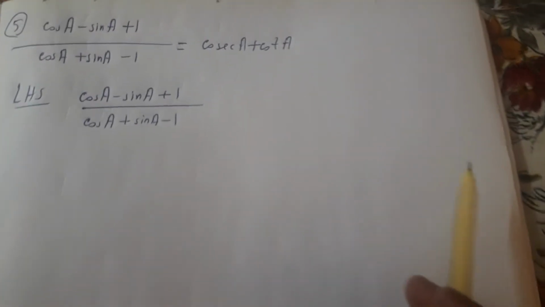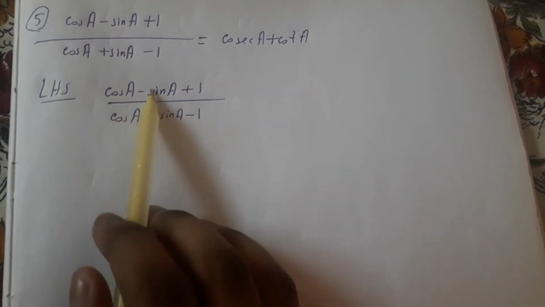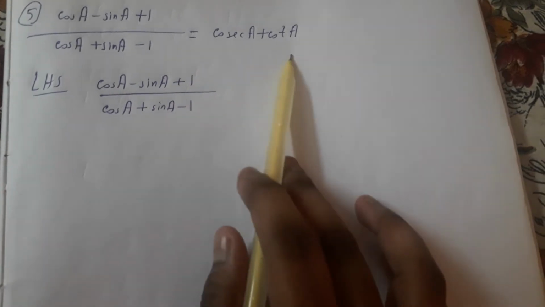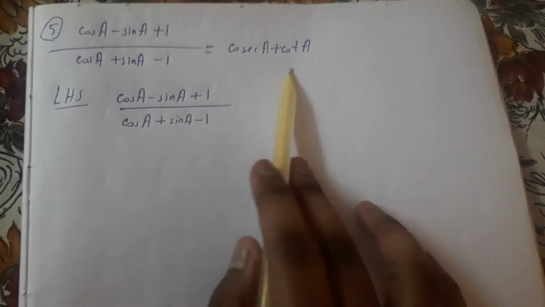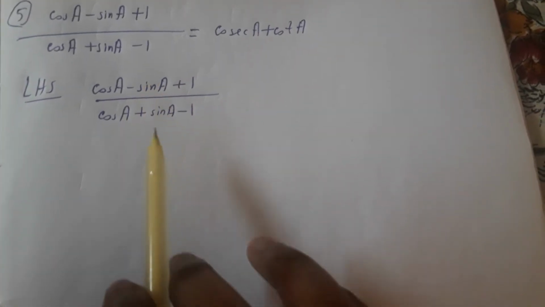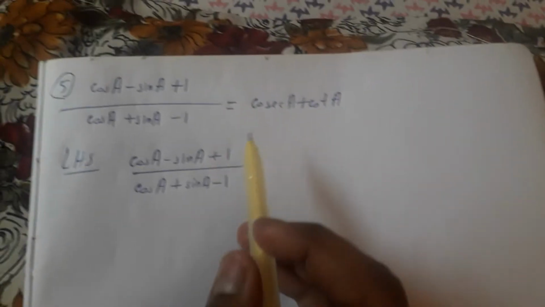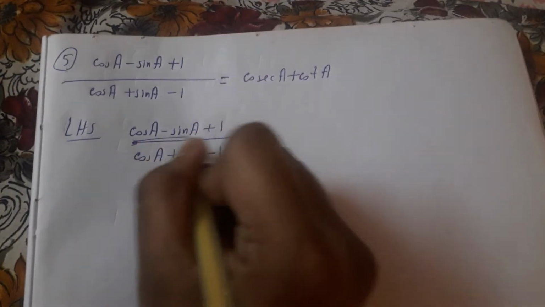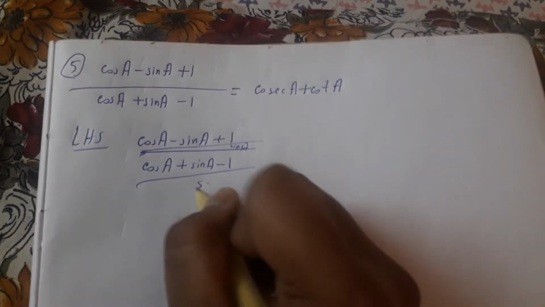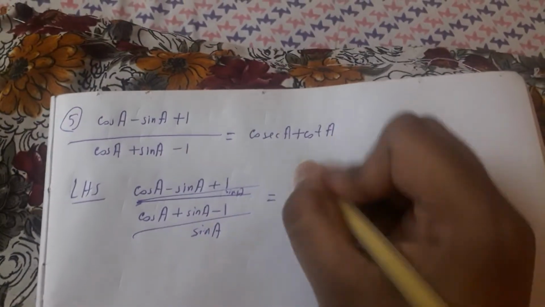Now see, the next one is given: cos a minus sin a plus 1 divided by cos a plus sin a minus 1, which is equal to cosec a plus cot a. So you have to start from LHS. Now see here cosec and cot are given, so you first have to convert it into cosec and cot. For converting it, 1 by sin A is cosec, so you have to divide the numerator and denominator by sin A. Okay students, now see, cos A by sin A means what?